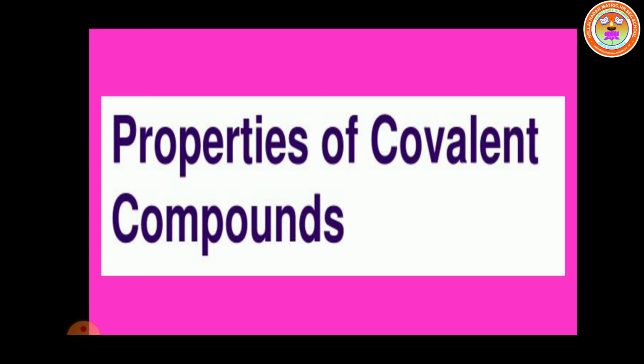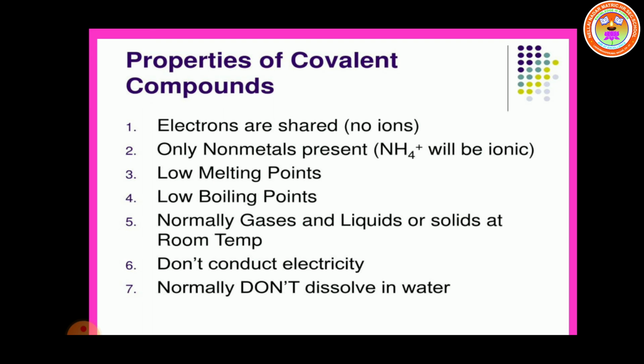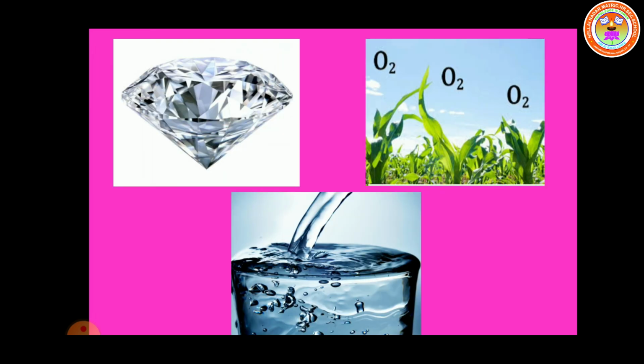Next we move on to the properties of covalent compounds. Normally, covalent compounds exist in gaseous, liquid and solid forms. For example, oxygen exists in gaseous form, water is liquid in nature and diamond is solid in nature. Depending on the force of attraction between covalent molecules, the bond may be weaker or stronger. Thus, covalent compounds exist in gaseous, liquid and solid forms.